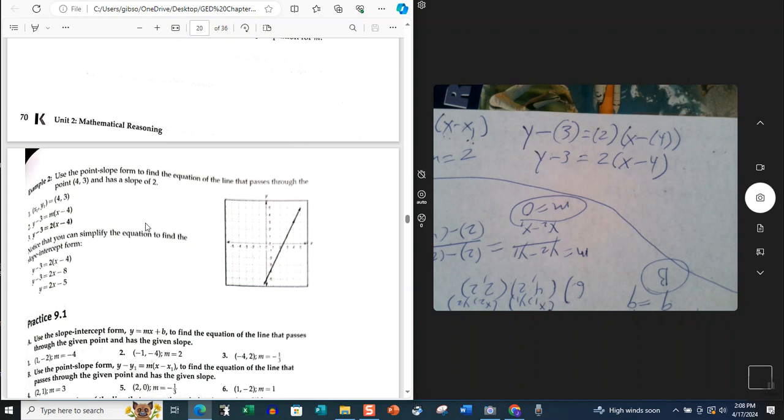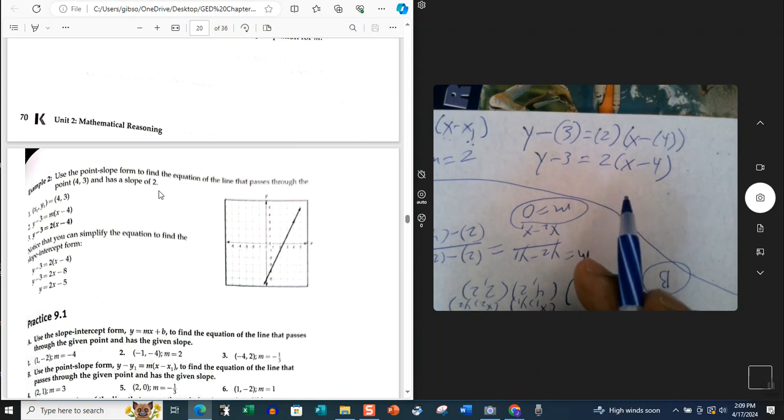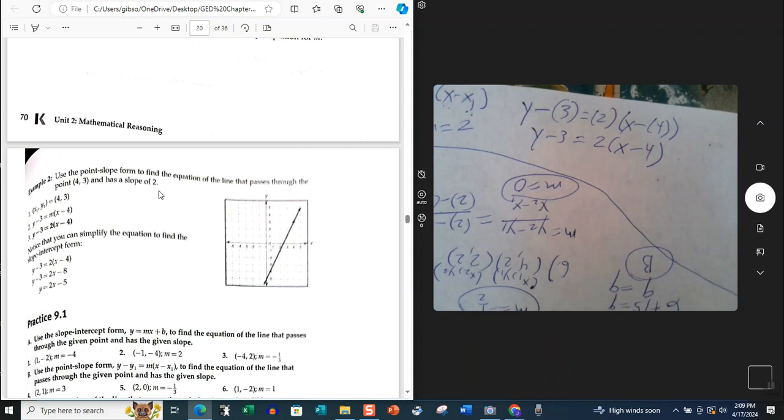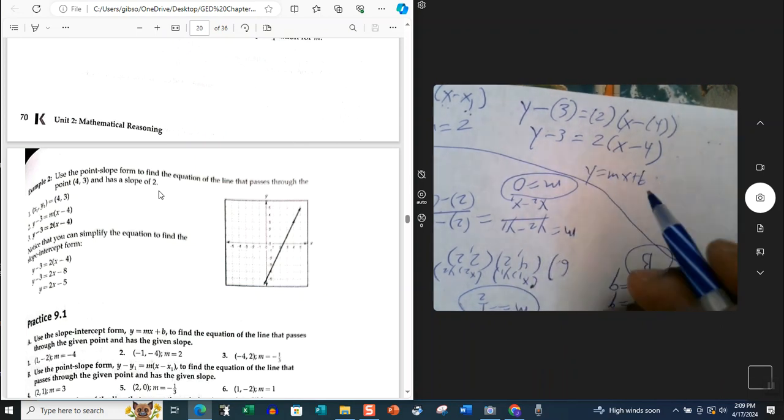Okay, so now what they want us to do here, this would be finished in point slope form. It says notice that you can simplify the equation to find slope intercept form. So according to what these directions ask us to do first, this would be our final answer for point slope form. But if they want us to take it further to put it in slope intercept form, which we know is y equals mx plus b, this is what we would do.